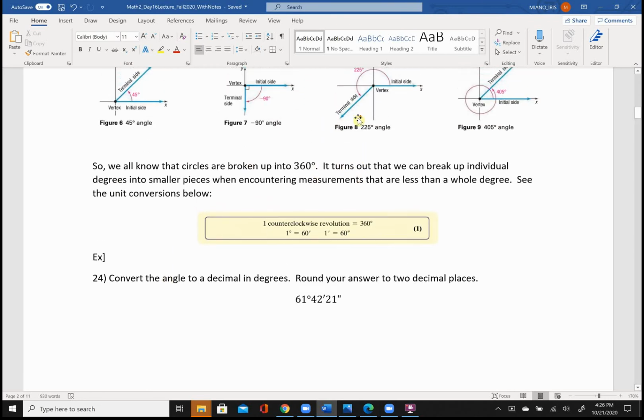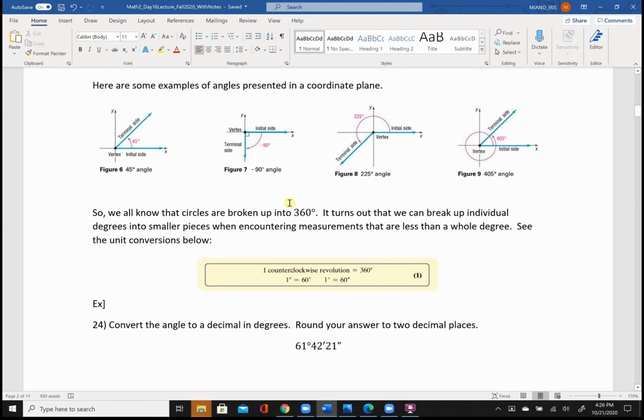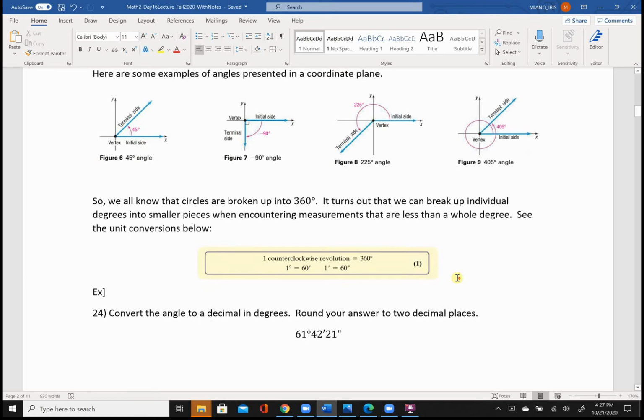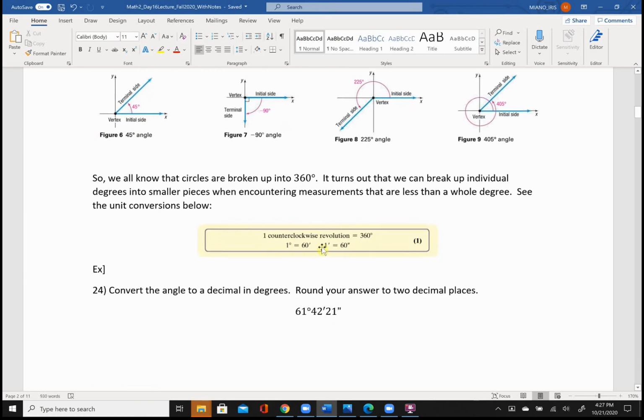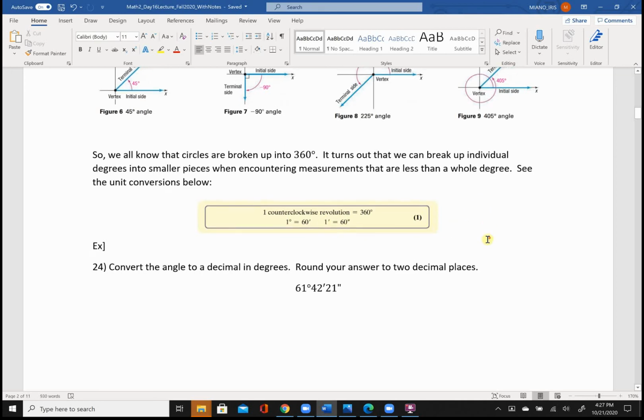Angle measures, when they're in degrees, are broken up into those 360 pieces, but you could break them up into smaller pieces. And herein lies this conversion, a little box here, this yellow box, in which we can break a single degree up into 60 more pieces, and those are called minutes. And then each minute can be broken up into 60 smaller pieces than that, and those are called seconds. Okay, so there you go.